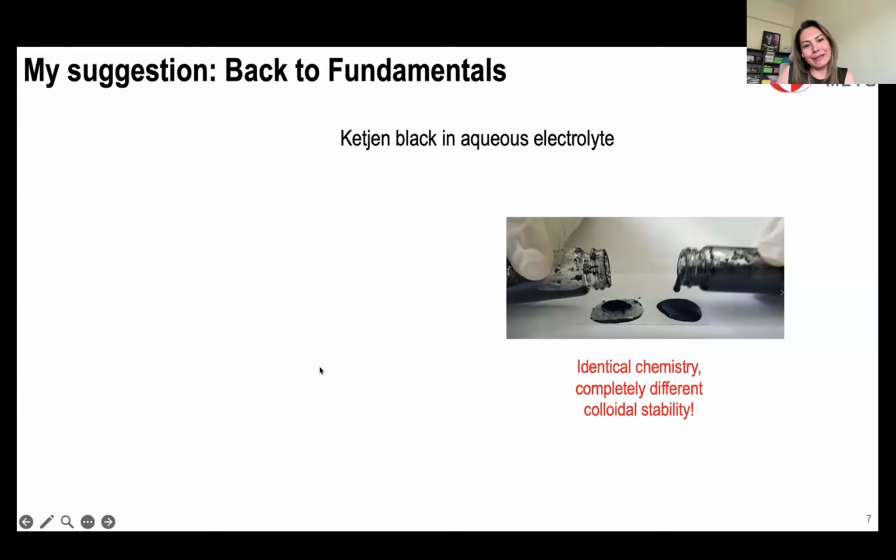I guess this is a very good example, even though it's not from the ceramic field. Here, what you are seeing is a suspension formed from carbon black, which is conductive carbon, in an aqueous electrolyte. The only difference between those two images is the adding sequence of the powder. On the left-hand side, we have electrolyte, salty water, and then we add carbon black into it, and we see obvious phase separation. On the right-hand side, we put the carbon black into water, and then we add salts into that, and we have that homogeneous dispersion. Identical chemistry, but the results are completely different.